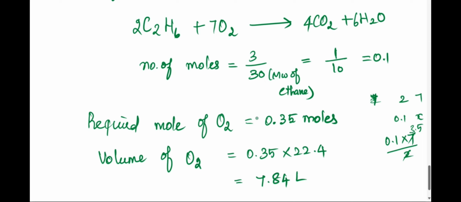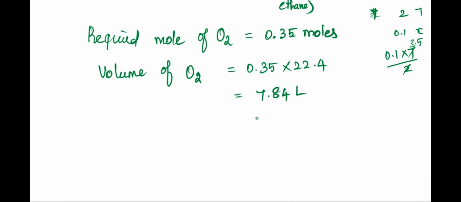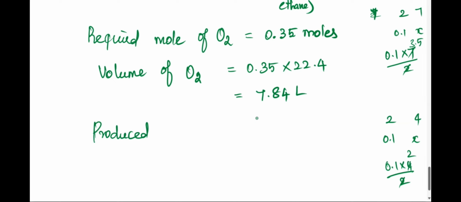That is 2 moles for ethane, 4 moles of carbon dioxide is produced, right? So 2:4 ratio. If I'm having 0.1 mole, then that would be 2 for 4, 0.1 is for 0.2. So produced moles of CO2, which is 0.2.